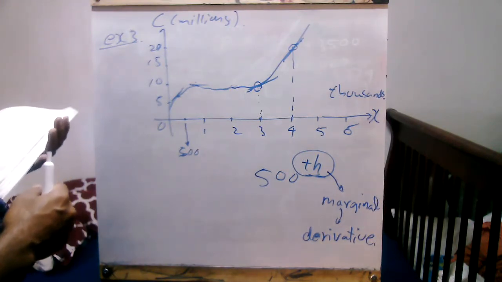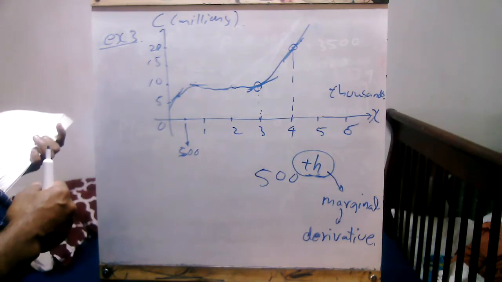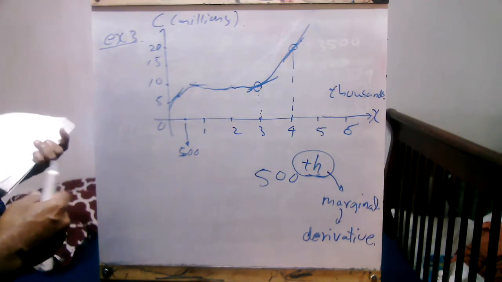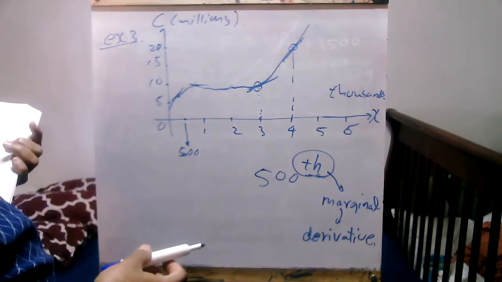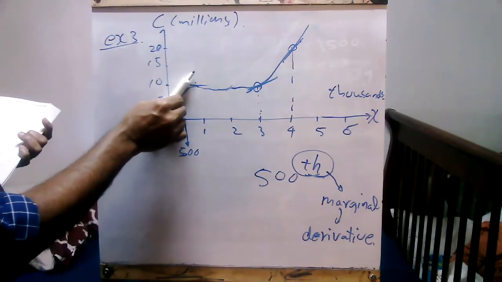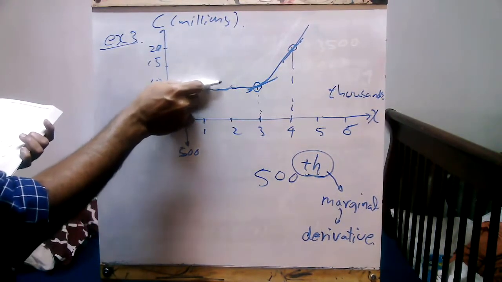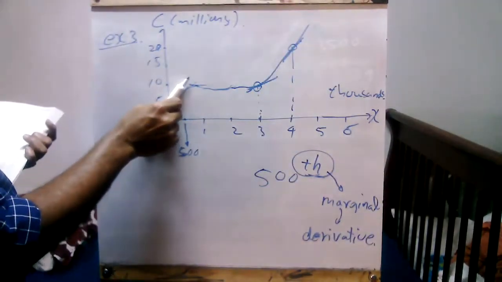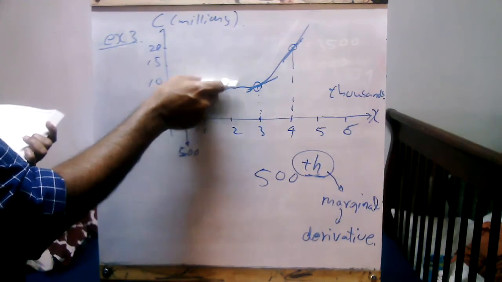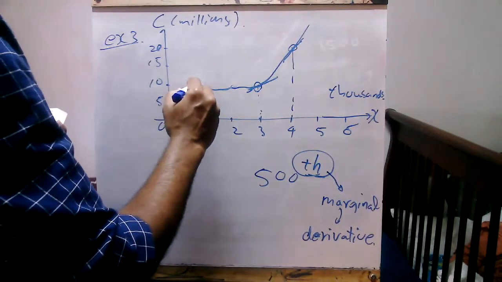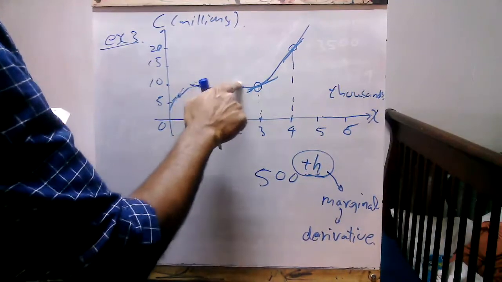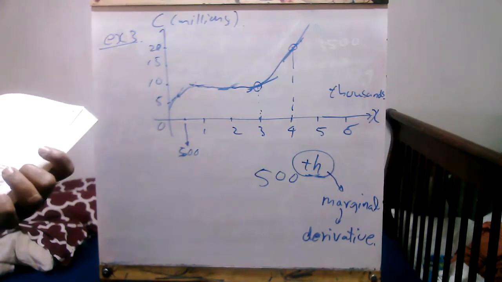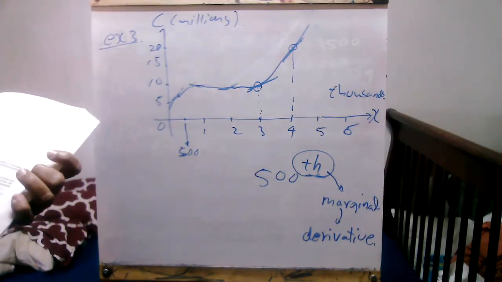Part C, approximately what production level is the marginal cost lowest? Okay, for that we have to look at the slope again. Just move your pen or pencil along the line, it shows you the slope. Which slope is the lowest? The slope here is the lowest, it's almost 0. Look at the graph in the book. The figure is on page 265.